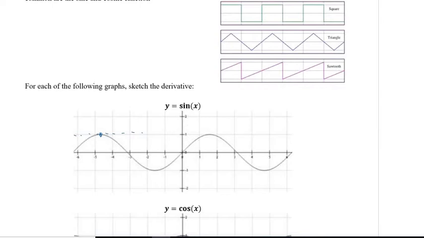So I'm going to start sketching our derivative using red here. Our derivative is going to be equal to 0 at this point here, at this point here, at this point here, all the way along, because those are all the spots where we have a maximum or a minimum. And now, next step, we can start trying to figure out where it's increasing and decreasing.